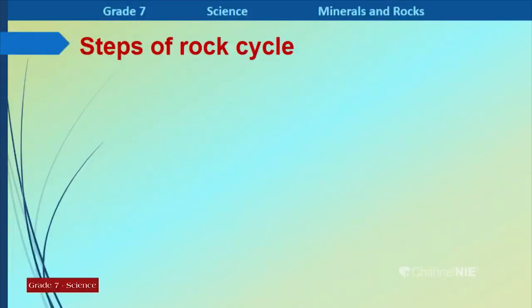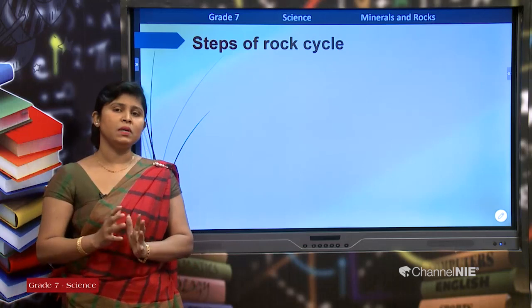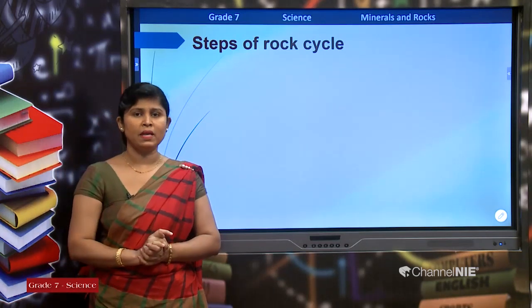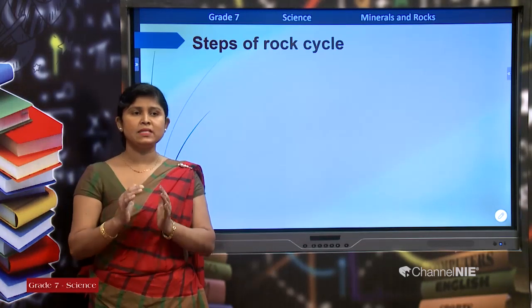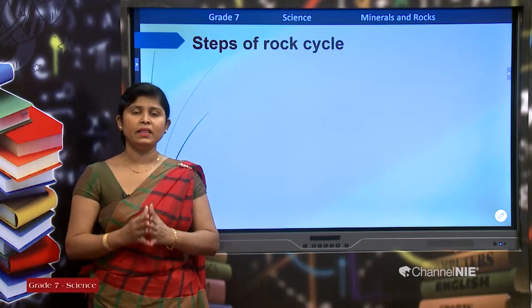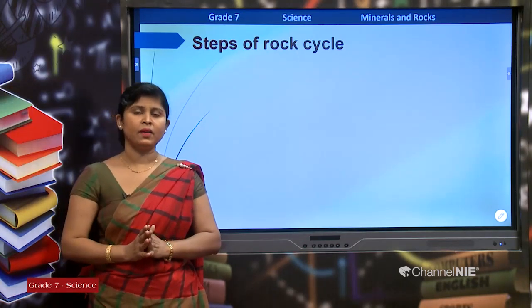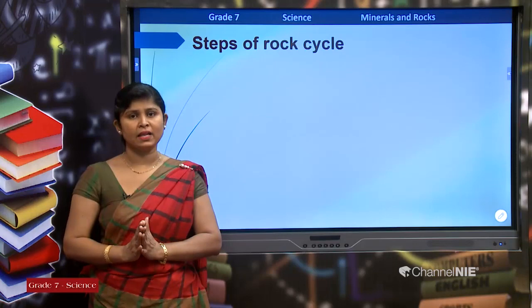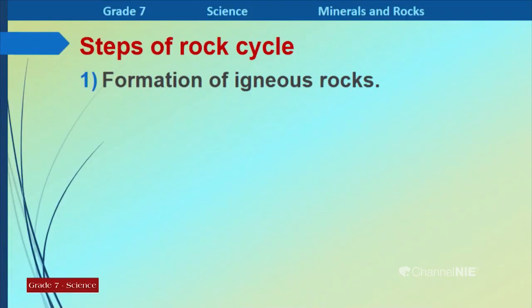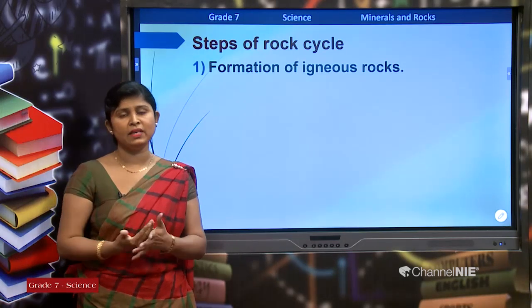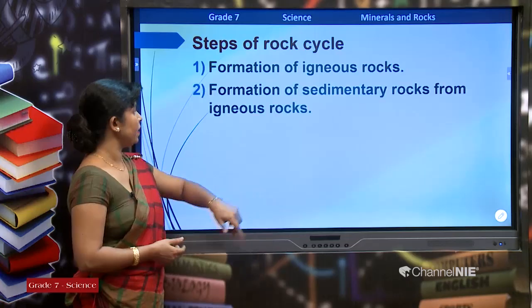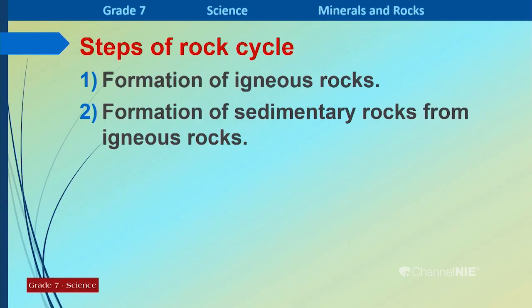Then steps of the rock cycle. My dear children, the formation of rocks takes place as a result of a rock cycle. This is happening in a circular way, that is known as the rock cycle. Now, let us see the steps of the rock cycle. Formation of igneous rocks. I have already explained to you about the formation of igneous rocks. Then formation of sedimentary rocks from igneous rocks. Firstly igneous rocks, then sedimentary rocks.